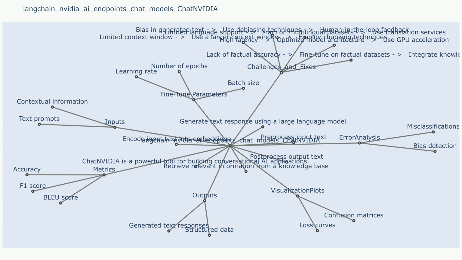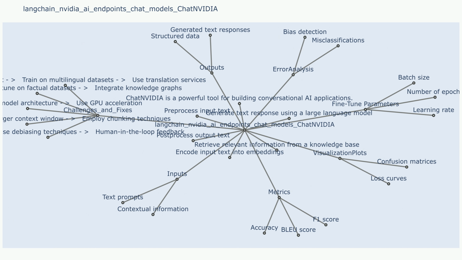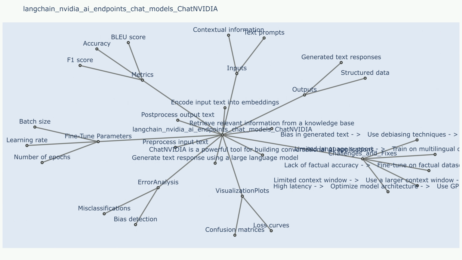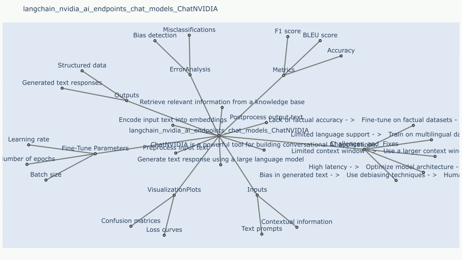Inputs. Prompt: the user's input. A textual query or statement that triggers the model to generate a response. The prompt can be anything from a simple question to a complex command or request. Outputs. Response: the Chat NVIDIA model's output. A generated text response that is relevant to the provided prompt. It attempts to understand the intent of the input and provide a coherent and contextually appropriate answer.